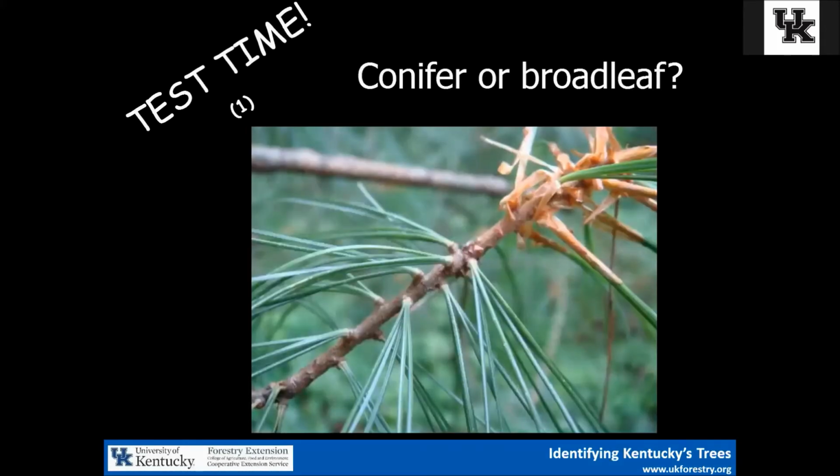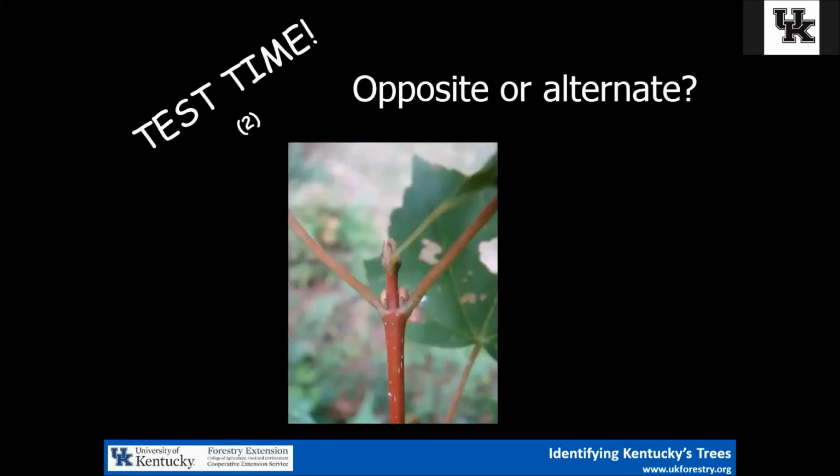Okay. Number 1, is this a conifer or a broadleaf? I bet you all got it. It's a conifer, that's right. This is clearly a needle tree, and if we actually looked close, we could count those needles. 1, 2, 3, 4, 5. We have an eastern white pine right here. So this is a conifer tree, or a needle type tree. Very good. How about this one?